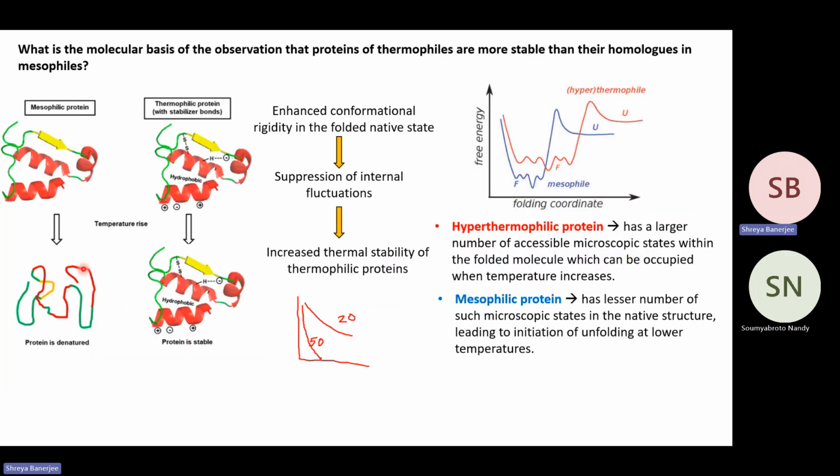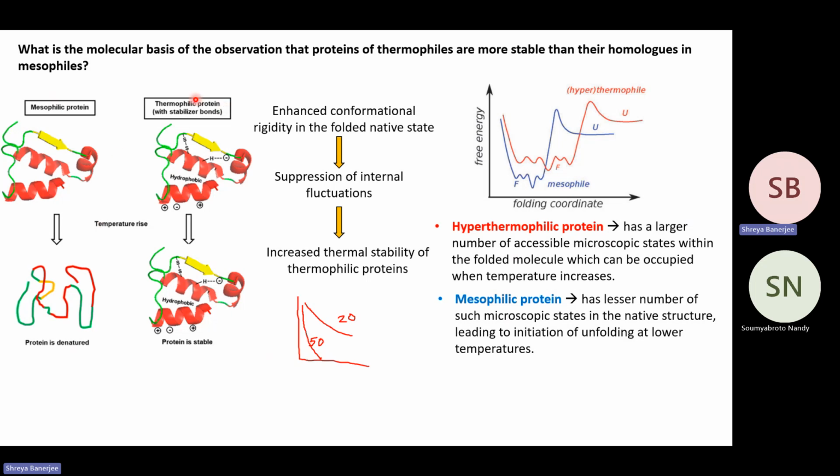And you can see that there are different kinds of proteins. Mesophilic proteins are normal proteins which are found in the human body, where if you heat the protein, it will be completely denatured. So you can see this is the native structure of the protein. At high temperature, all the native structure is broken down and the protein becomes non-functional, that is, it becomes denatured.